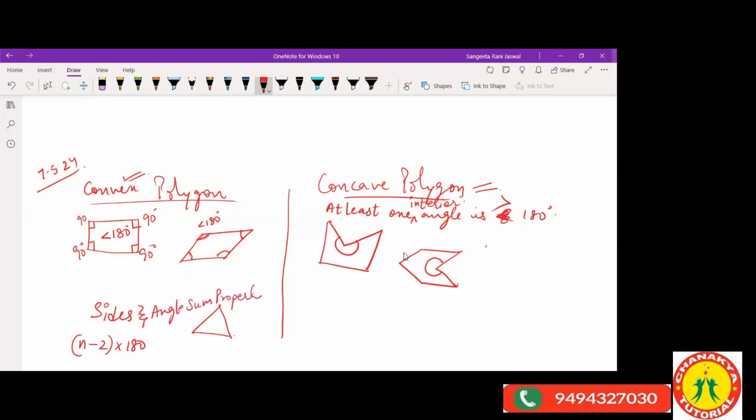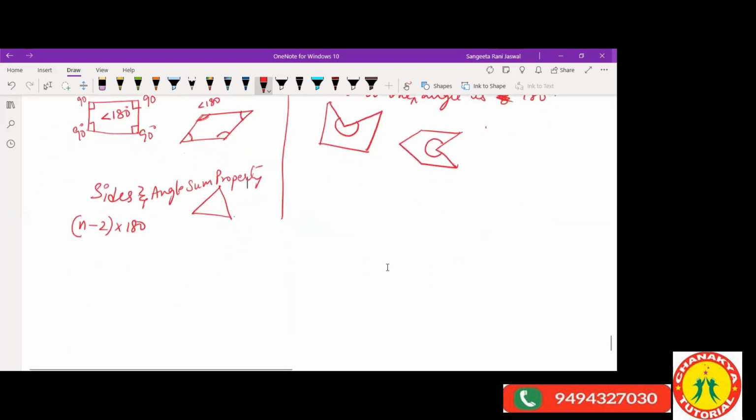Now suppose I just take an example of a triangle. A triangle is a three-sided polygon, right? How do we say that the sum of all the angles in a triangle is 180? Since it is a three-sided polygon, we have the formula: (3 minus 2) into 180 degrees, which gives me 180.